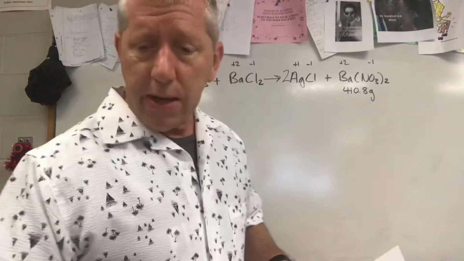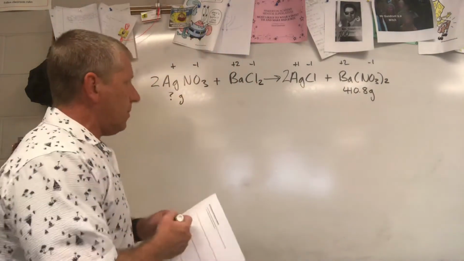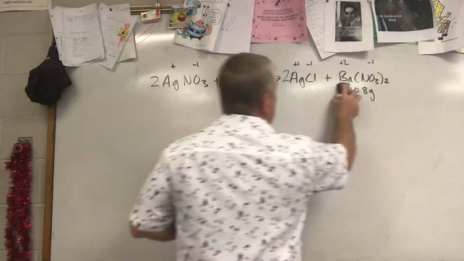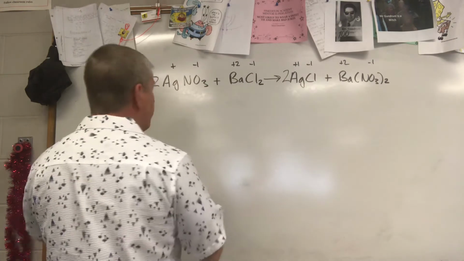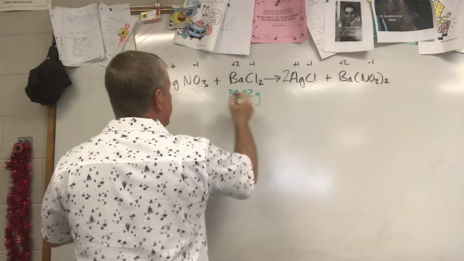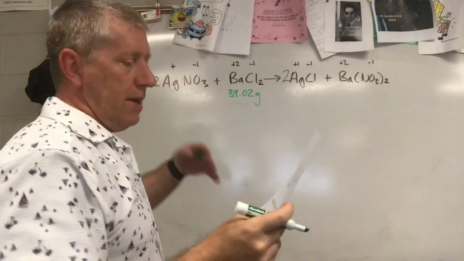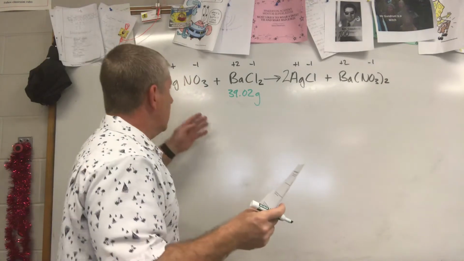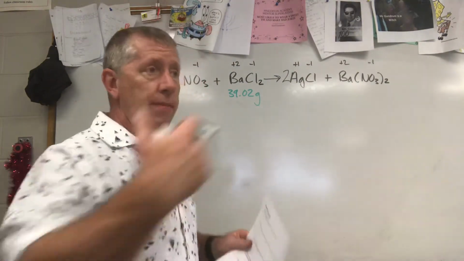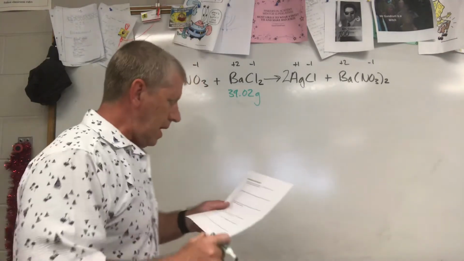How am I going to do that? Okay, well, don't panic. So what I'm going to do this time is, I'm given grams of the barium chloride, how many? 39.02 grams of this. And it talks about being reacted in excess of silver nitrate. We'll talk about that in the next video, where we go into limiting and excess reactants. So hang on with that one.